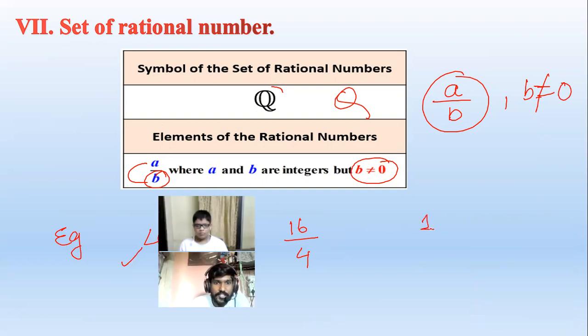Is 1 a rational number? No, sir. Then what is 1 upon 1? A rational number. So just try to identify, imagine how rational numbers look like.